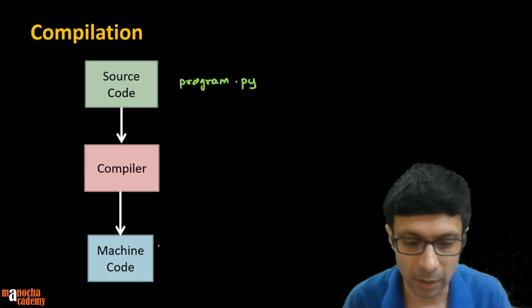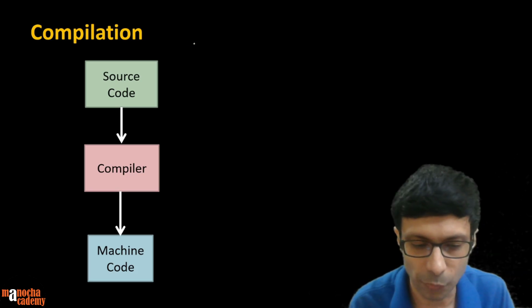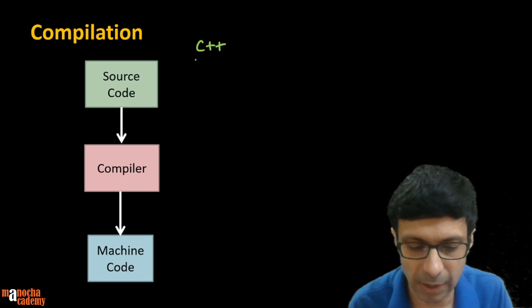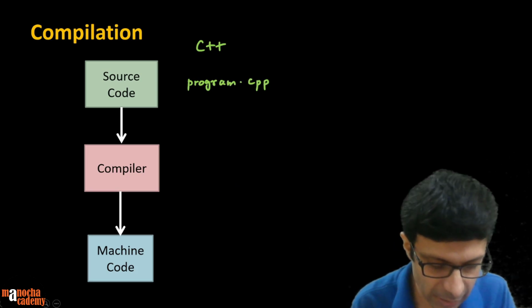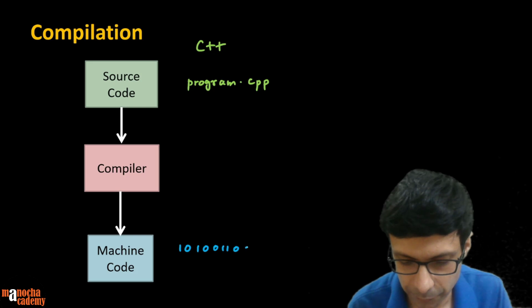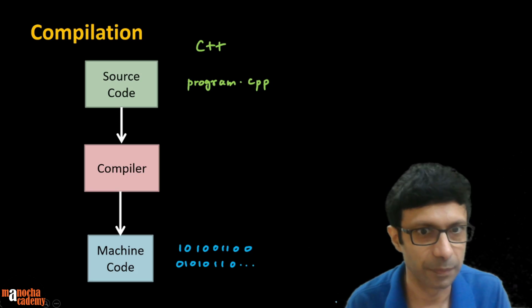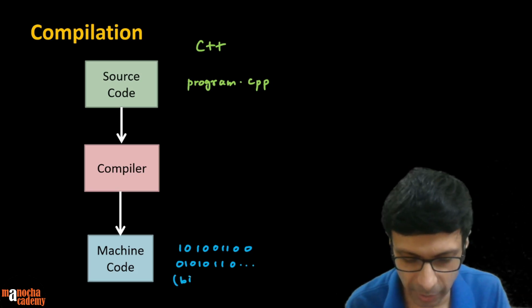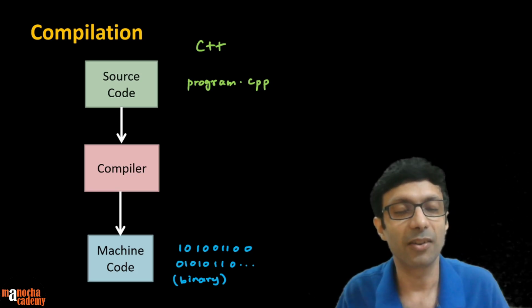But rather than taking the Python example here, let's take a normal language like C++. So first let's start off with a C++ example. When you write a C++ program, let's say program.cpp, it runs through a compiler and gets converted into machine code. What is machine code? It's a bunch of zeros and ones, because the computer only understands binary. Binary, machine code, very good. So basically it's like translation.